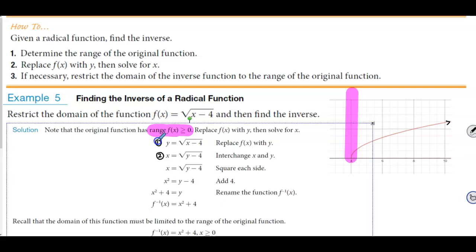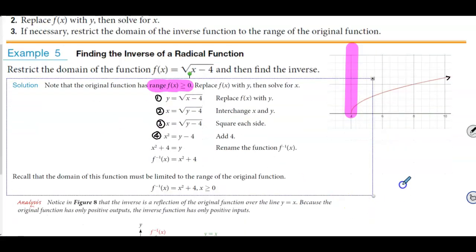And then in step 3, since we want to solve for y, we need to get rid of that y under the radical sign. So we have to square each side of the equation. And so we end up getting x squared, which is equal to y minus 4. Now again, we still have to solve for y. So in order to solve for y, we end up getting y is equal to x squared plus 4. So f inverse of x is going to equal x squared plus 4.